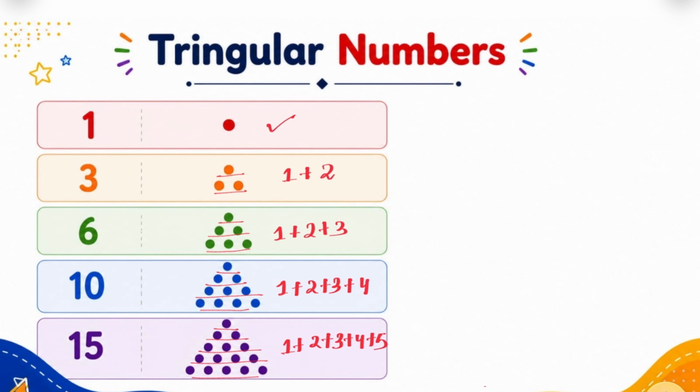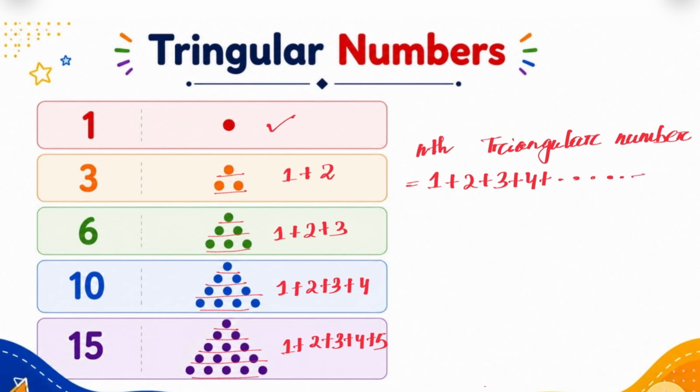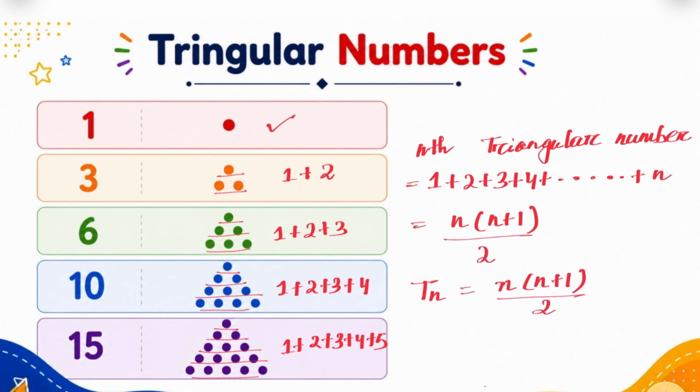So you can observe here, to get the next triangular number, we are adding the next natural number to the previous triangular number. From this, we can conclude that the nth triangular number will be 1 plus 2 plus 3 plus 4, which continues up to the number n. And you can see this is the same as the sum of n natural numbers. That's why the answer will be n into (n plus 1) divided by 2.